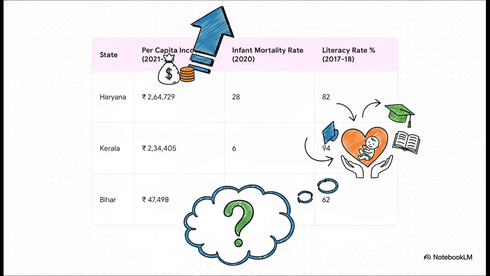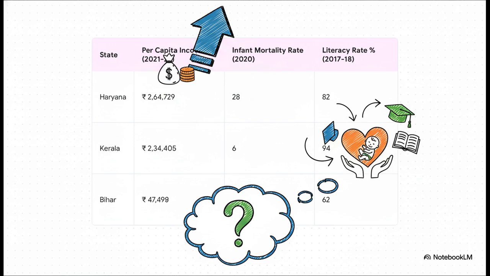We have 3 states, Haryana, Kerala, and Bihar. See Haryana? It has the highest per capita income, so based on money alone, it seems the most developed. But now look at Kerala. Its income is lower than Haryana's. But see here, its infant mortality rate, that is, the number of children who die before the age of 1, is much, much lower. And its literacy rate, how many people can read and write, is the highest.